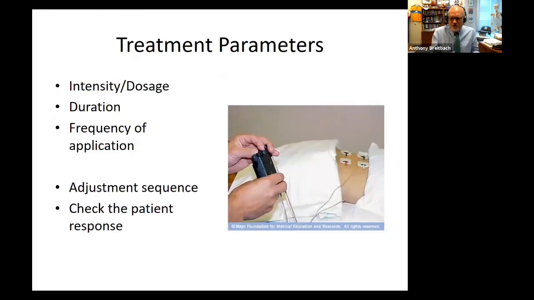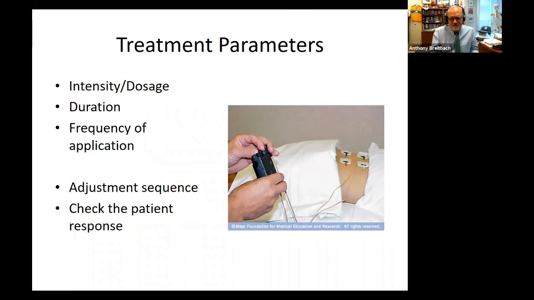So the main treatment parameters that we utilize when we administer a modality are their intensity or dosage. So think of the intensity as the volume on your radio, and the dosage is the radio station, right? That's a wavelength. That's your dosage level. The intensity is how high you turn it up. And so that's an easy way to remember the difference between intensity and dosage.